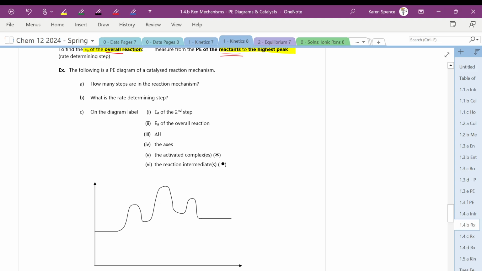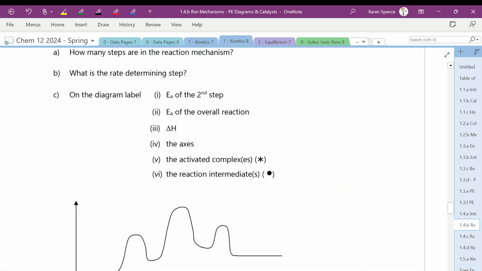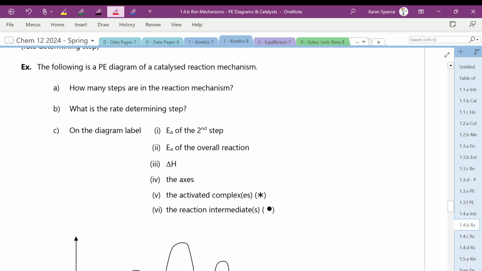All right, friends. How many steps in this reaction mechanism? 3. And which one is the rate determining step?